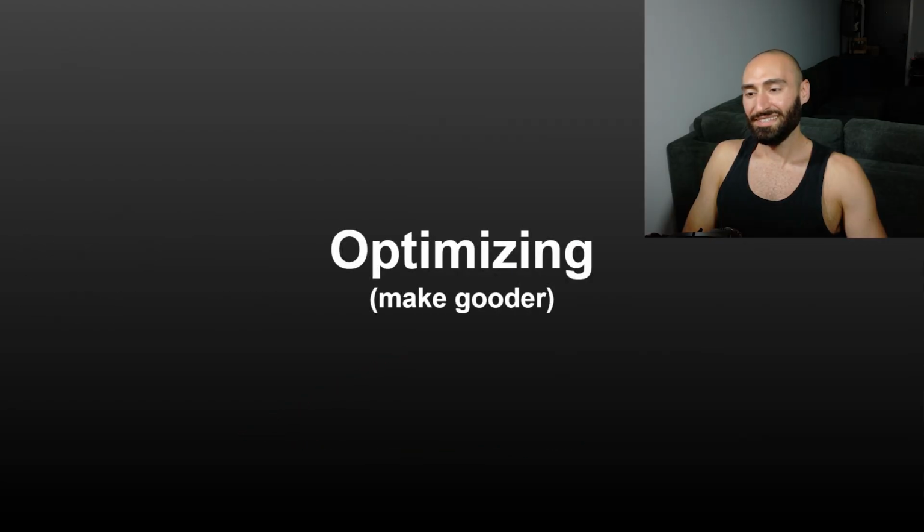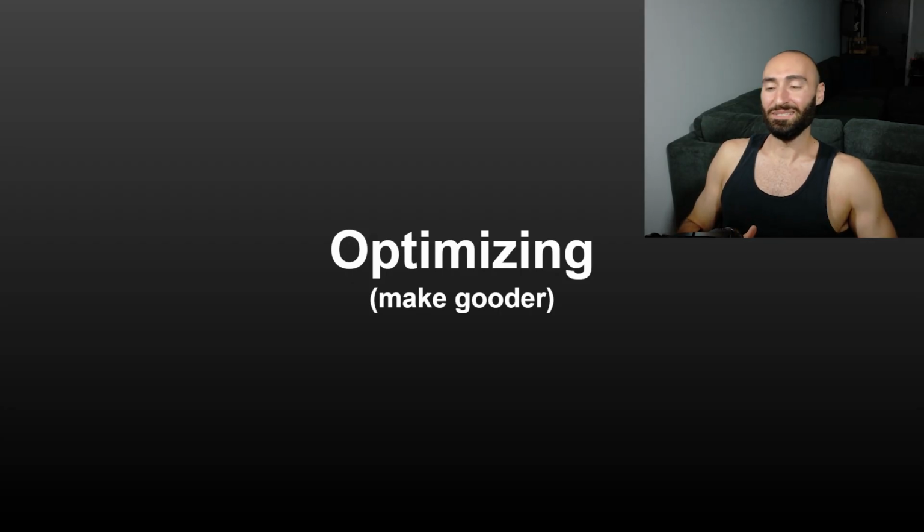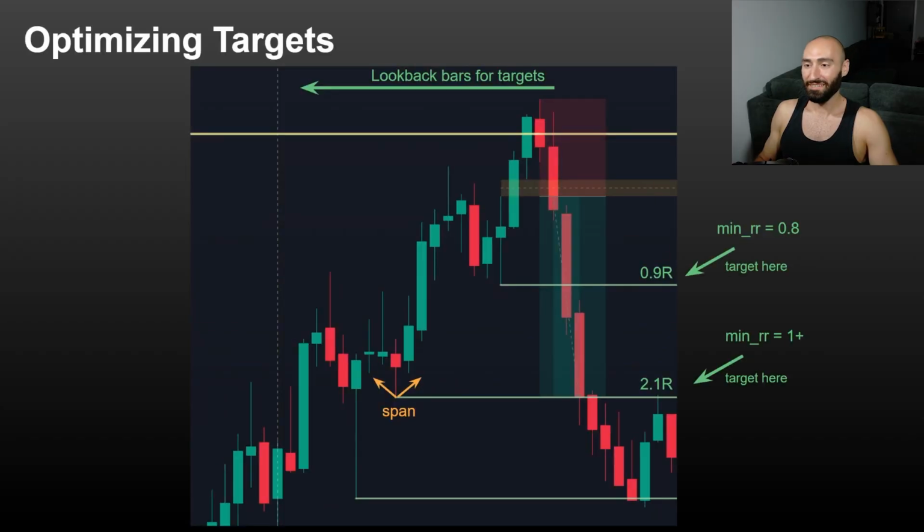So I thought, let me massage it a little bit. Let me make this a little gooder, okay? We're going to optimize it. Let's play with some variables. So I started with the targets. I said, what can I do to make these targets better? Because targeting the swings makes sense, but it's just hard to put in the code's words, right?